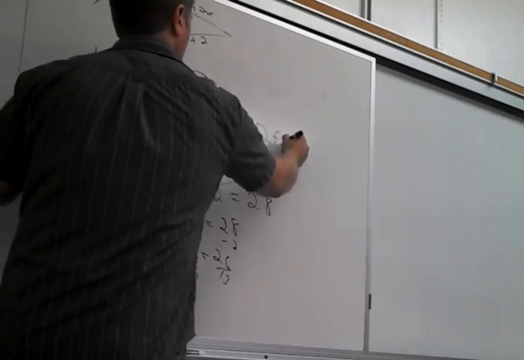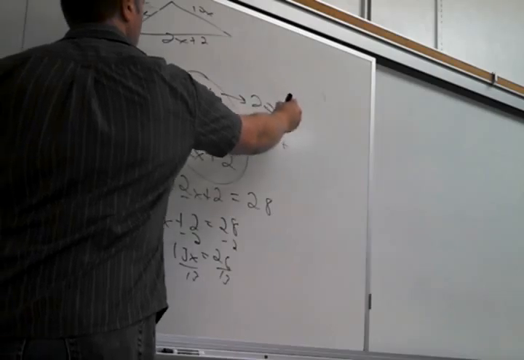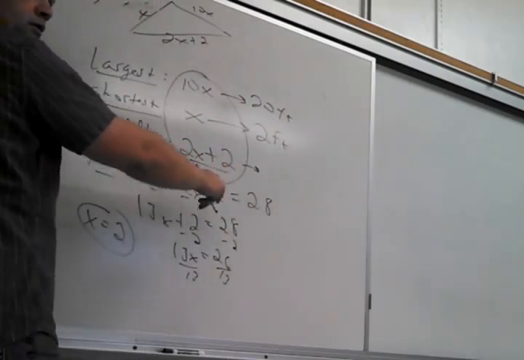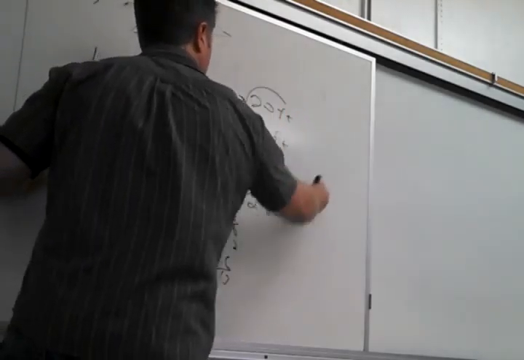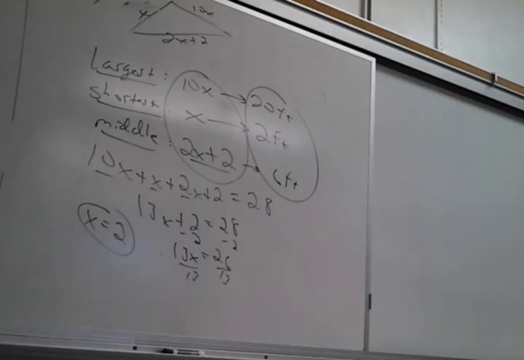Feet. So what's the largest side? 20. 10 times 2 is 20 feet. And then what's the middle side? 2 times 2 plus 2? 6. 6 feet. And what were they supposed to do? 28. And they do. Check. Right? That's a way to check it at the end. Make sure it does what it's supposed to do. Are we going to get the end of it up with the units?